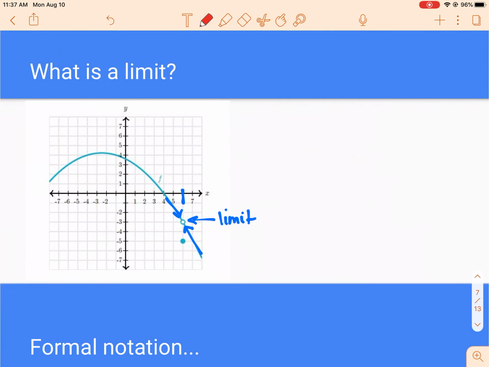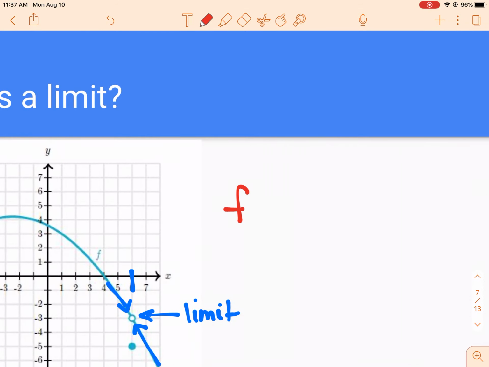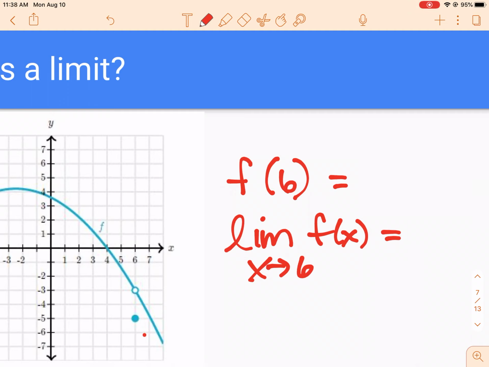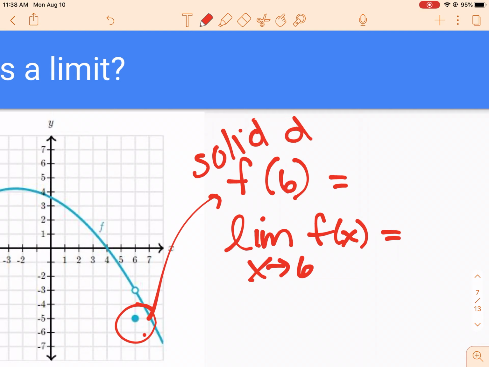Okay, so I'm going to look at this one, and I'm going to ask 2 questions about this picture. I'm going to ask what f of 6 is. I'm going to erase my notes here because we're looking at it again. So if I want to know just what is f of 6, and then I say, well, what is the limit as we approach 6 of the function? The value f of 6 is always going to be the solid dot, always, wherever that solid dot is located. So wherever there's a solid dot, that is our f of value. So we'd say, well, that's -5.